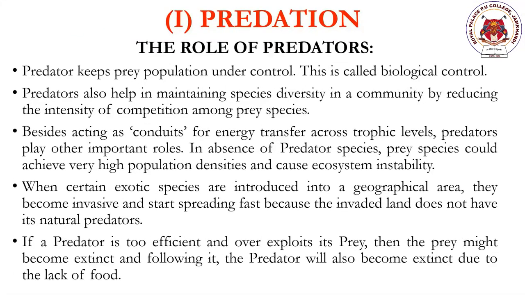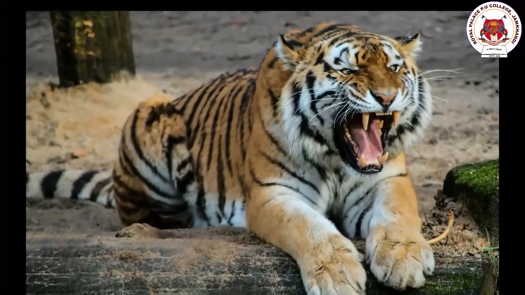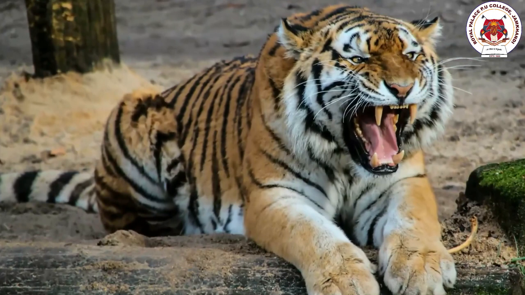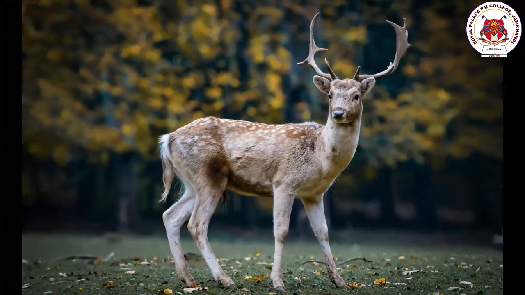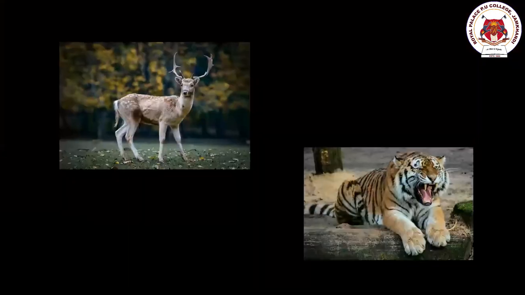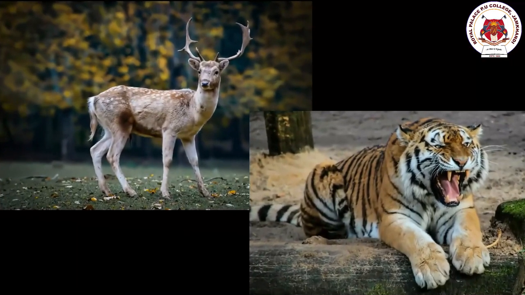So after this, let us enter into another topic: what is the role of predators in our atmosphere? Consider a forest or a jungle where there is a tiger and the total number of tigers is 5. This is a carnivorous animal. It is completely dependent on the herbivorous animal, the animal which eats plants for its growth and development, or on another carnivore. If this tiger stops eating the deer, then the population of deer increases, and this increased population of deer starts eating a lot of plants.